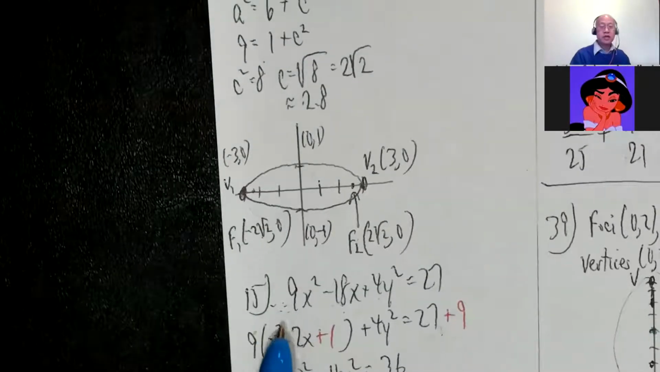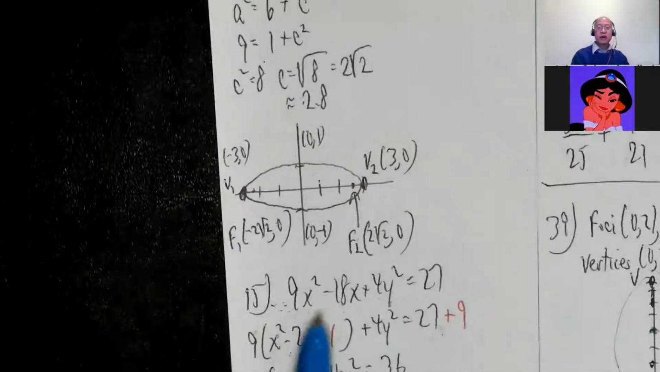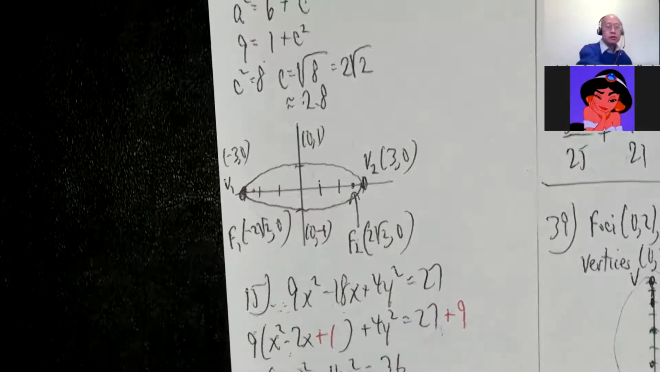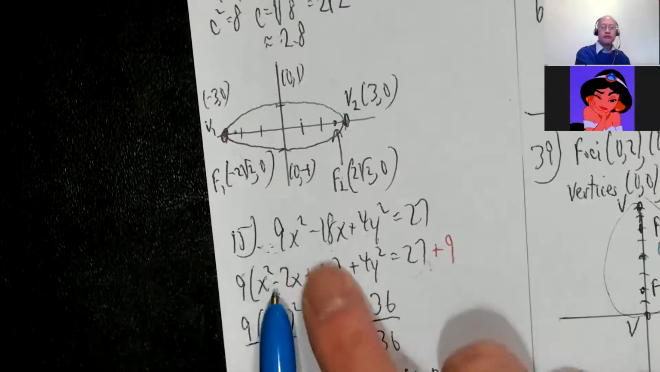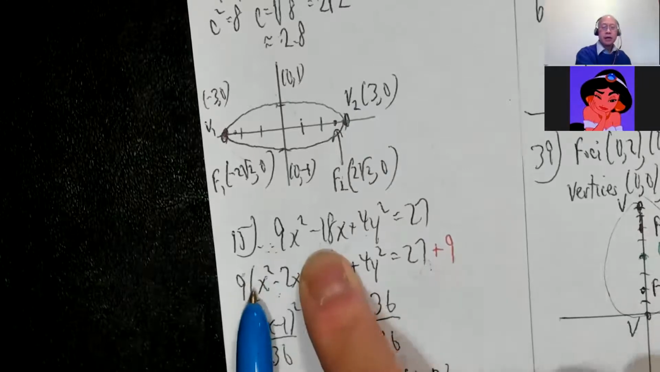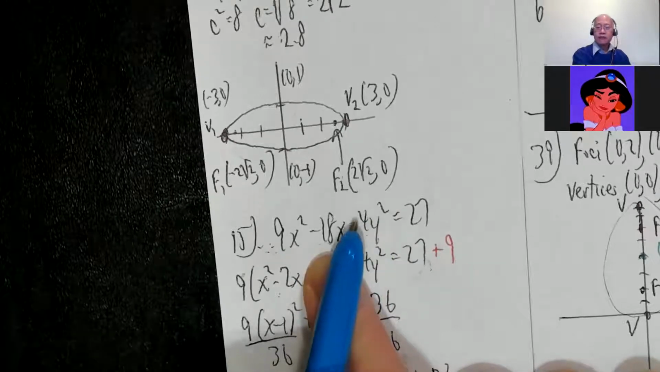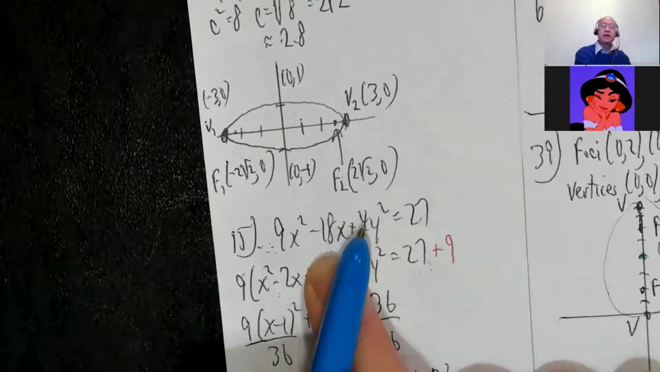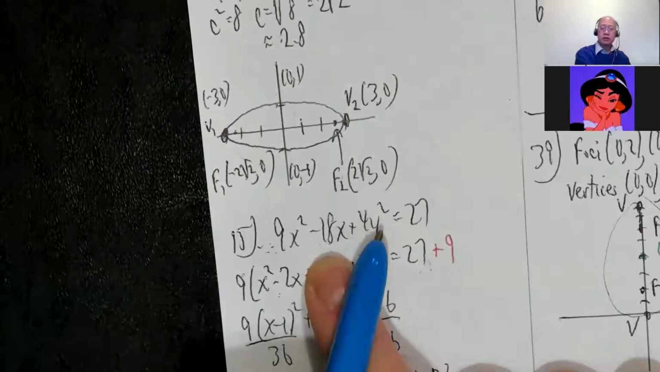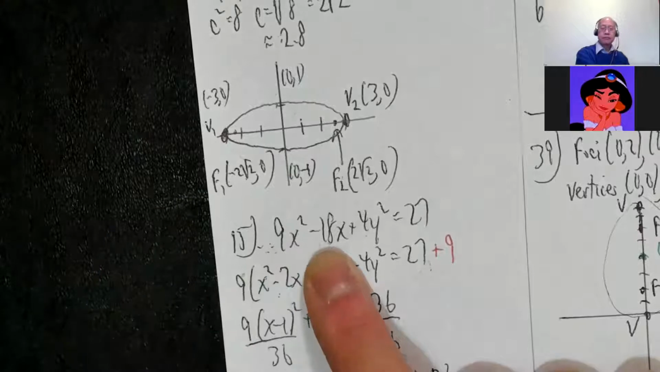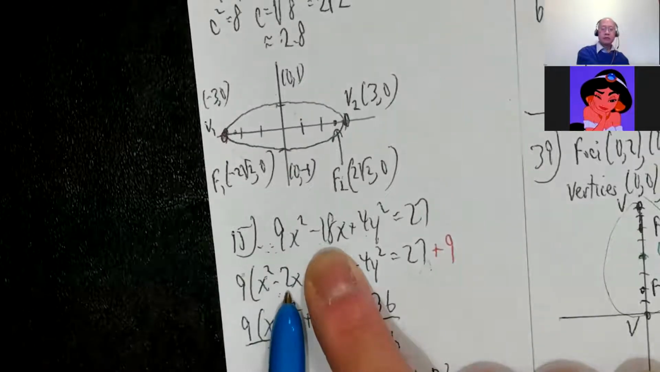Okay, a little bit harder. Number 15. They give me 9x squared minus 18x plus 4y squared equals 27. So that looks like completing the square again. Here's what to do. First, factor out the 9, x squared minus 2x. If there was a y term here, like 4y squared plus 6y, I would complete the square here also, but I don't have to because there's no y term. There is an x squared and an x term. Now, complete the square here.